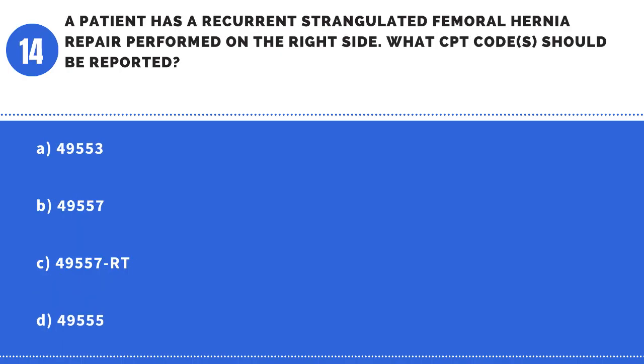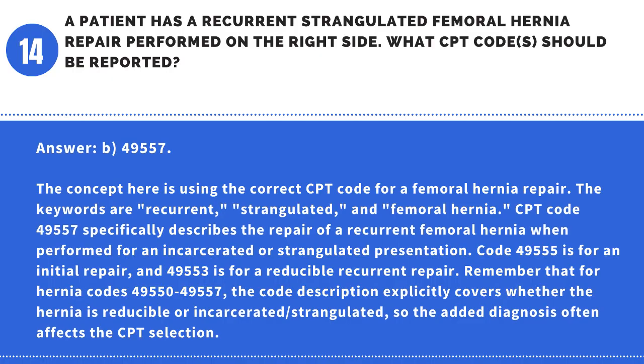Question 14. A patient has a recurrent strangulated femoral hernia repair performed on the right side. What CPT code should be reported? A. 49553. B. 49557. C. 49557 RT. D. 49555. Answer B. 49557. The concept here is using the correct CPT code for a femoral hernia repair.